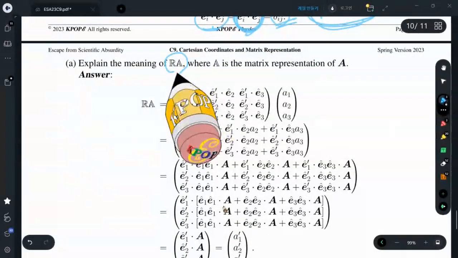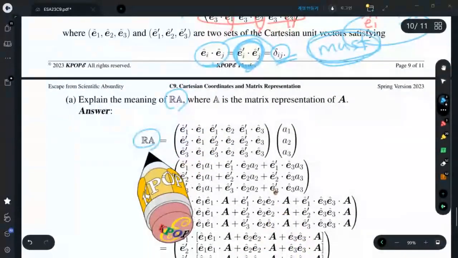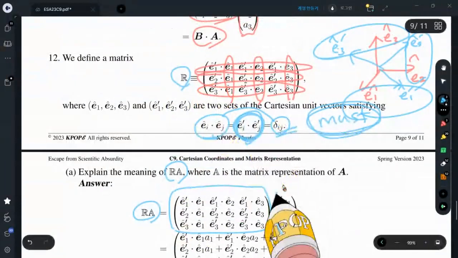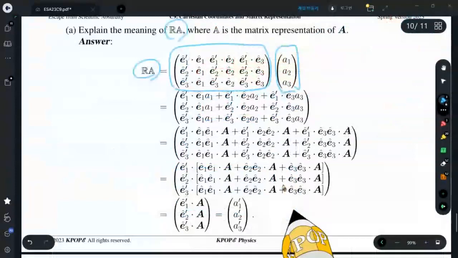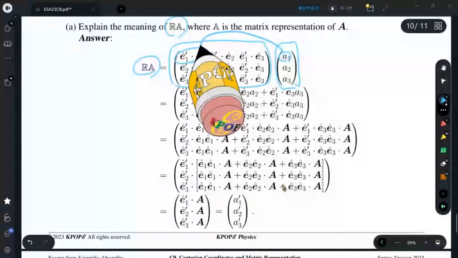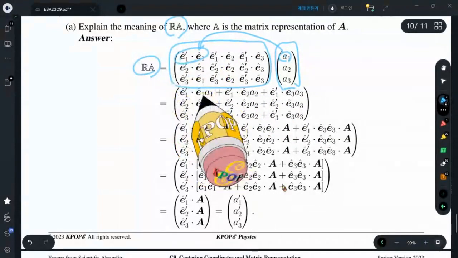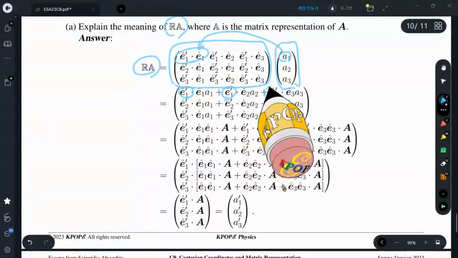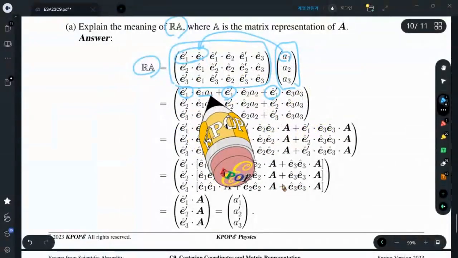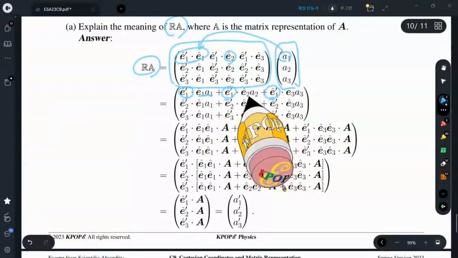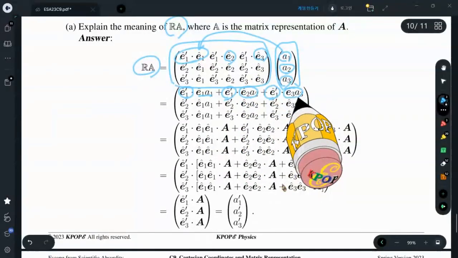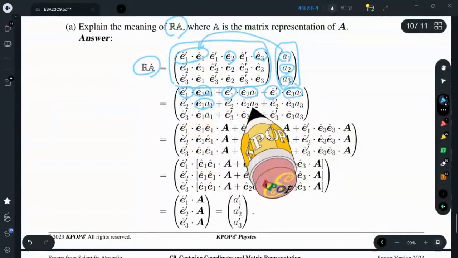Okay. Explain the meaning of RA. I copy this R and multiply A. Let's see what's happening. First, I multiply this one. So E1 prime, everything is E1 prime. That's fine. And then what's next? E1, A1. E2, A2. E3, A3. Okay? That appears repeatedly.